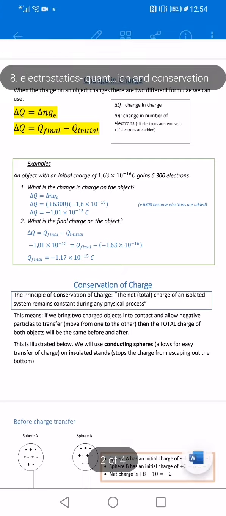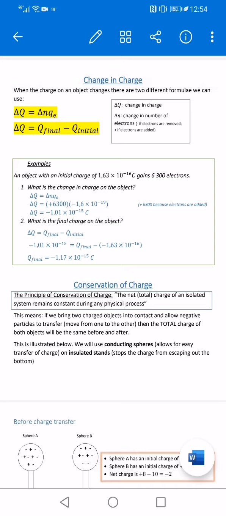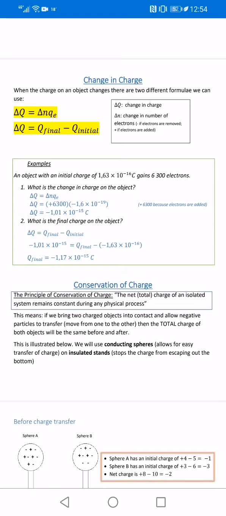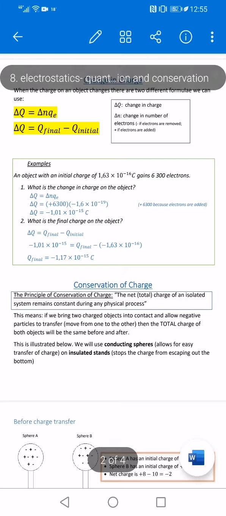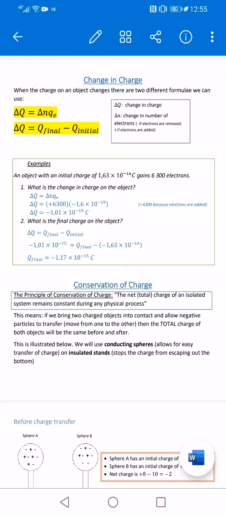We were told the initial charge... Whoopsie, that's a mistake as well. Sorry, I'll change that before I send it to you. We were told the initial charge was, I'll change it in the question, negative 1,63 times 10 to the negative 16. And remember, we are subtracting a negative number, so don't forget to put it in brackets.